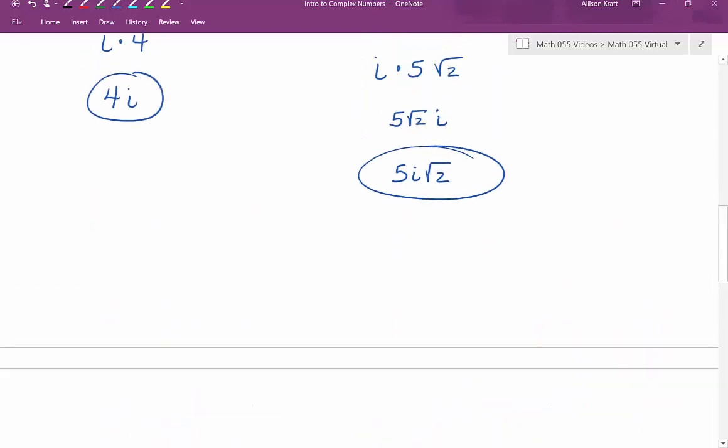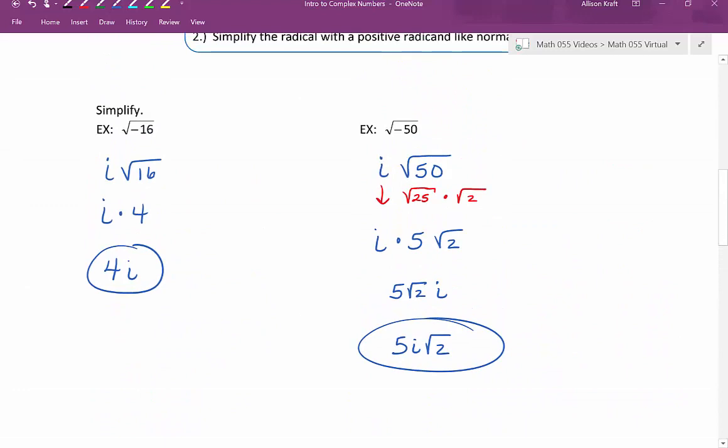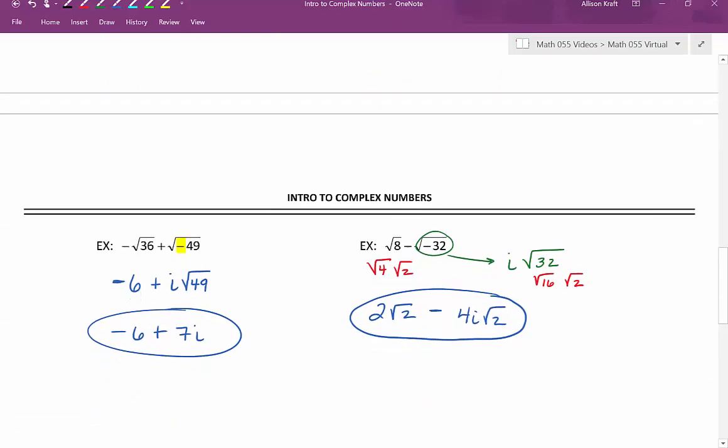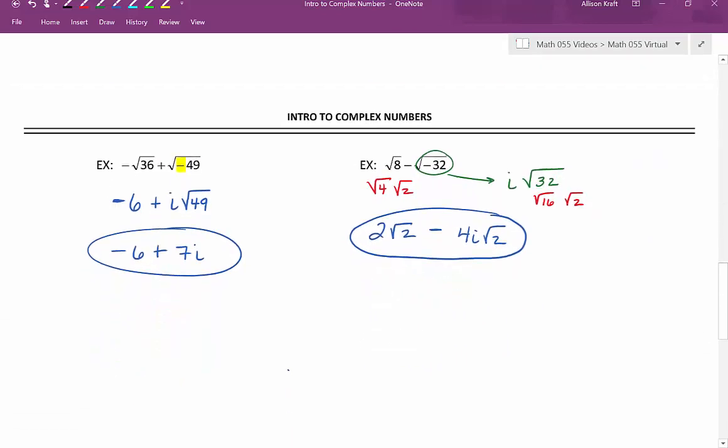In our first 2 examples, our solution just ended up being one term, and that term had an i in it. These are basic imaginary numbers. It has a real portion and an i all in one term. In these last 2 examples, our answer was 2 terms. The first term in each example is a real number, negative 6 and 2 square root of 2. They're just real numbers, no imaginary part. But then the second term contains an i.